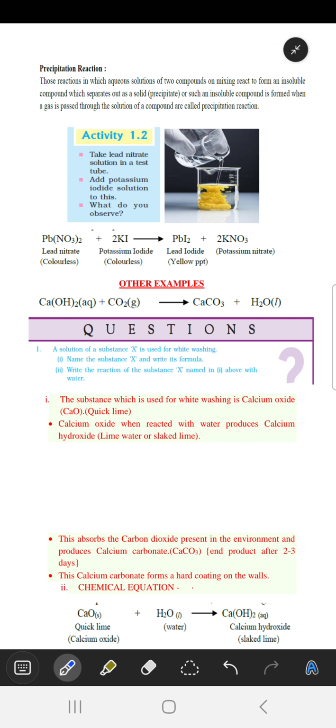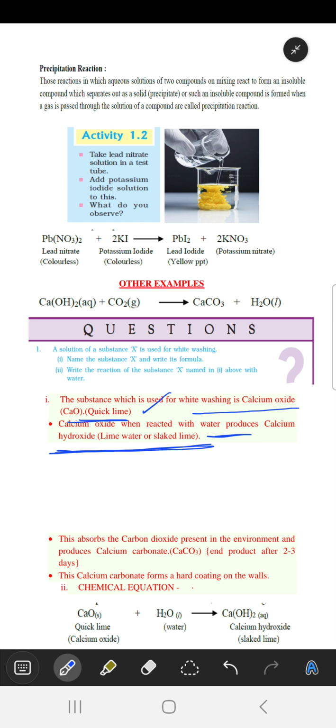So let us discuss one question. In this question, we have to tell the name of the substance which is used for whitewashing, and we have to write the chemical reaction as well. So the substance used for whitewashing is the calcium oxide. So the common name for the calcium oxide is quicklime. When quicklime reacts with water, what we get is calcium hydroxide.